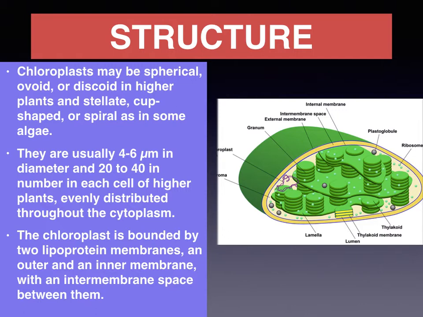Then what is their size? Of course, they are present inside the cell, so we expect them to be extremely small. They are usually 4 to 6 micrometer in diameter. And what about their numbers? You could find about 20 to 40 of them, and like every other organelle, they are scattered inside the cytoplasm.